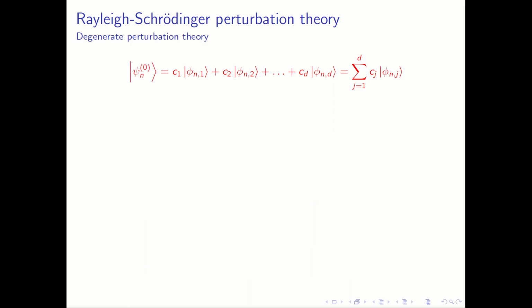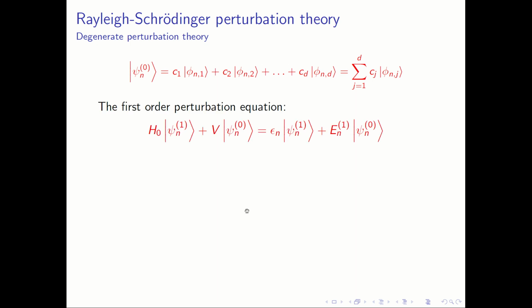So, this is what we know about the zeroth order eigenket at this stage. It is some linear combination of phi n1, phi n2, up to phi nd, and so far we have no clue what C1, C2, CD are. Of course, if we insist on psi n 0 being normalized, we know only one thing about C1, C2 etc., that their mod squares have to add up to 1.